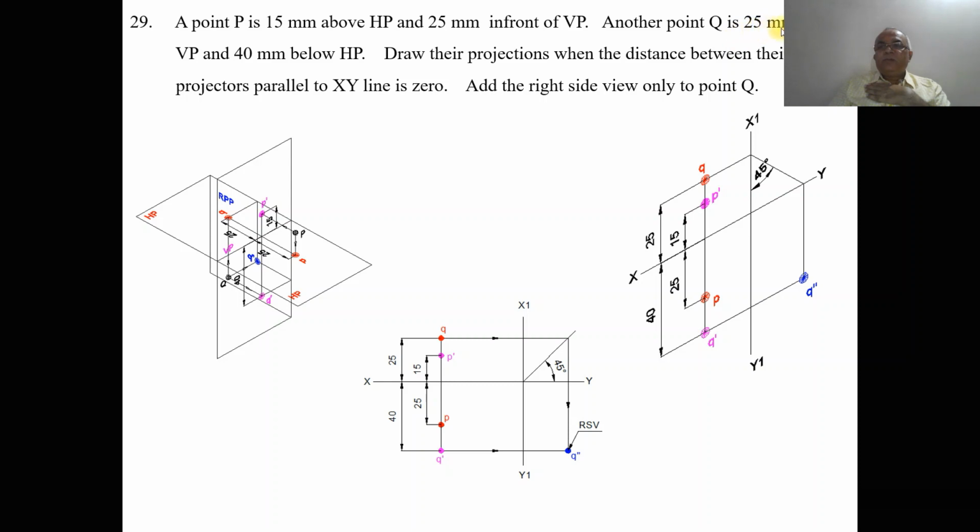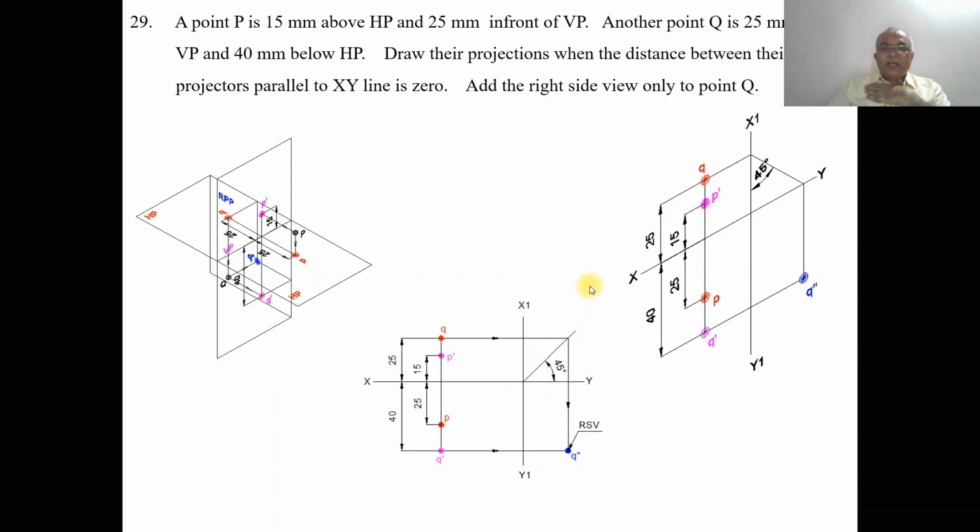Another point capital Q is 25 mm behind VP. So in the third quadrant, HP is rotated to the top. So the top view will come above the XY line. So from here you measure 25 mm, you mark this point as small q. And then 40 mm below HP. So below HP will be seen in the vertical plane. So obviously that will come below the XY line. You measure 40 mm and you mark this point as Q dash.